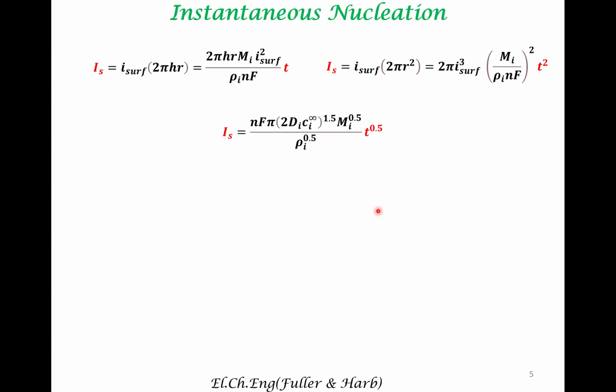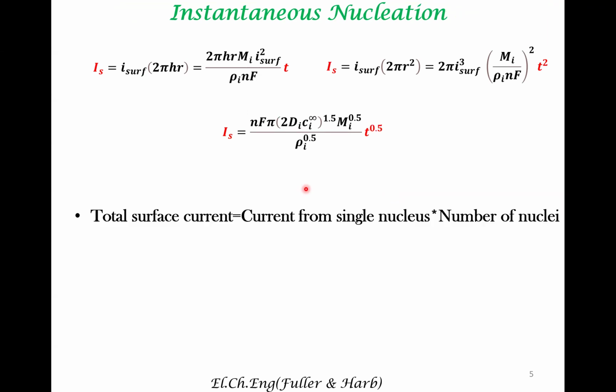Moving on, in the last few slides, we looked at instantaneous nucleation. That is, the nucleation is well separated from growth phenomena. So in this case, the total surface current is the current from a single nucleus. All these models are associated with current due to a single nucleus. The total current can be obtained by multiplying the current from a single nucleus times the number of nuclei on the electrode surface.